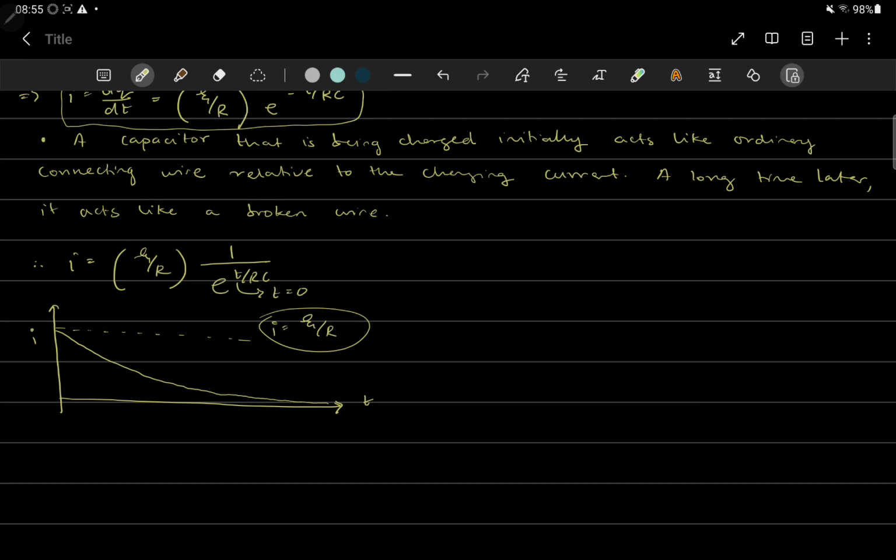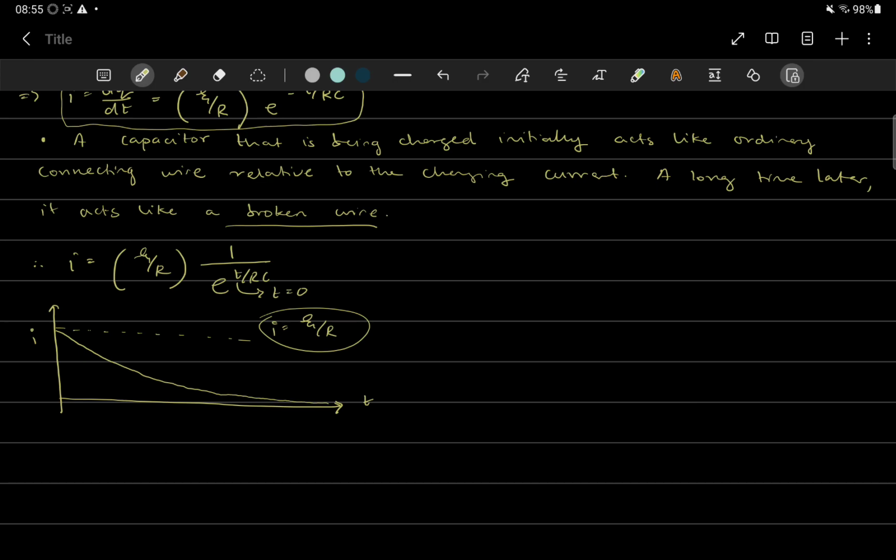Okay, so now this is what I have as an expression for the current, and the reason why I say it acts like a broken wire after a long time is that the current is decreasing, so at some point you will have current to be almost negligible, which would mean that it is as if the wire is broken and there is no current flowing through it. So we can see that clearly from the expression.